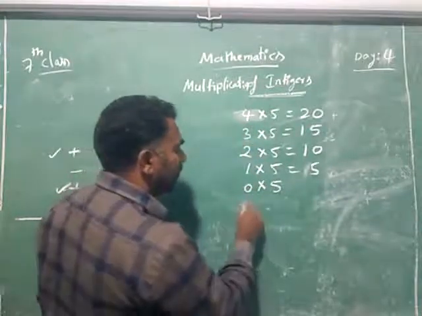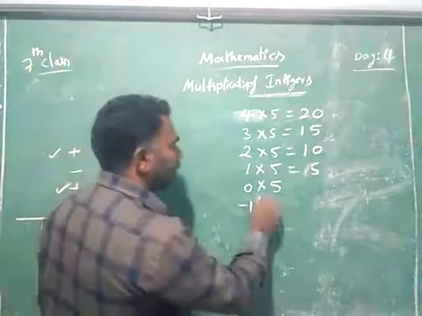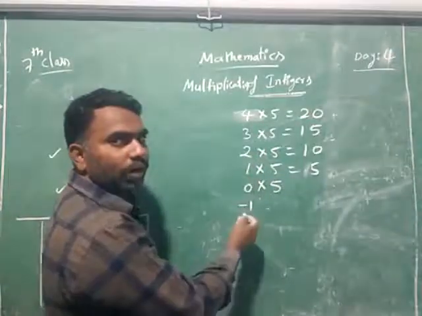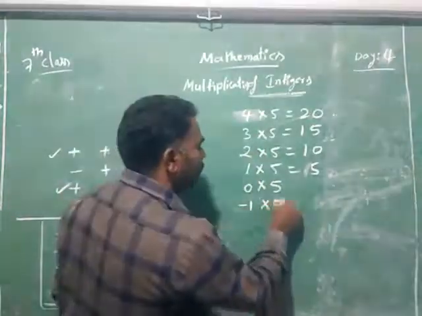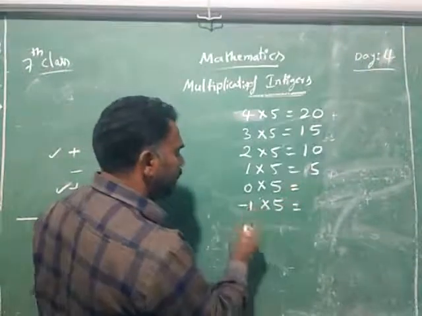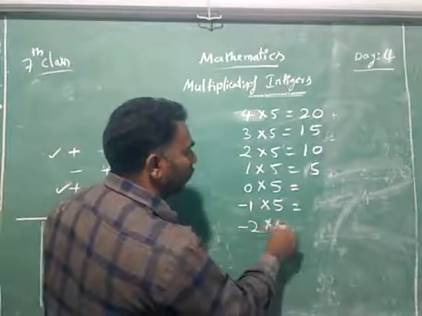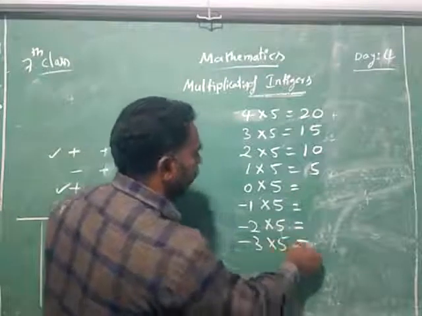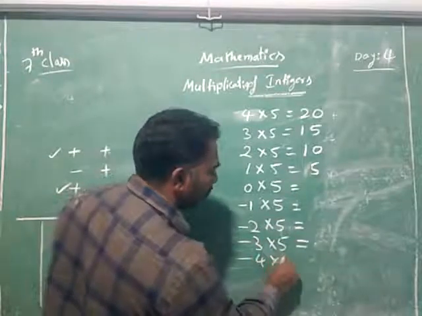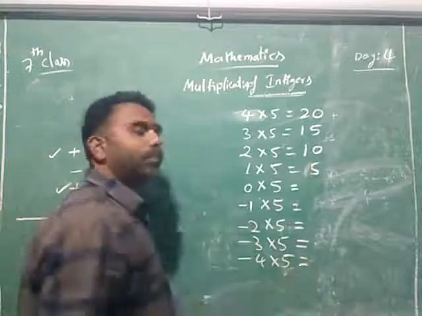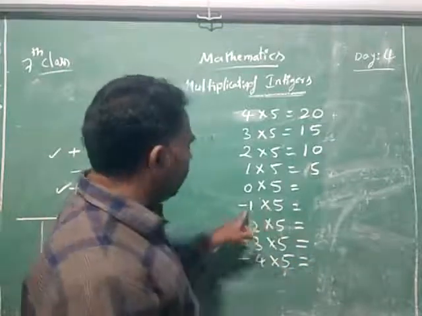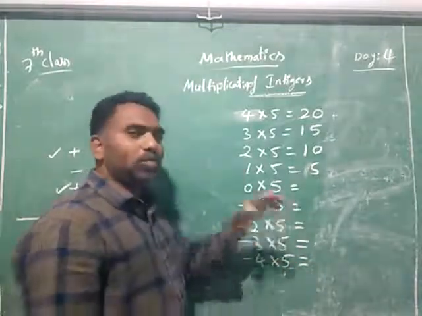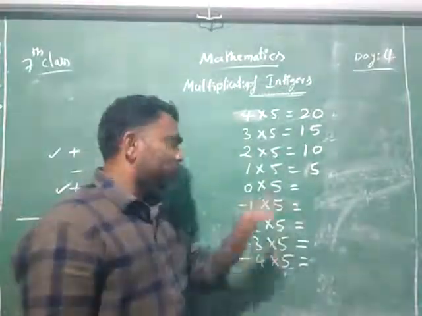Now again this number will be decreased. Minus 1. You know, decreasing means after 0 what you will get? Minus 1 into 5. Next what you will get? Minus 2 into 5. Minus 3 into 5. Minus 4 into 5. But I don't know the multiplication of negative and positive. Positive and negative I know, but negative and positive I don't know.